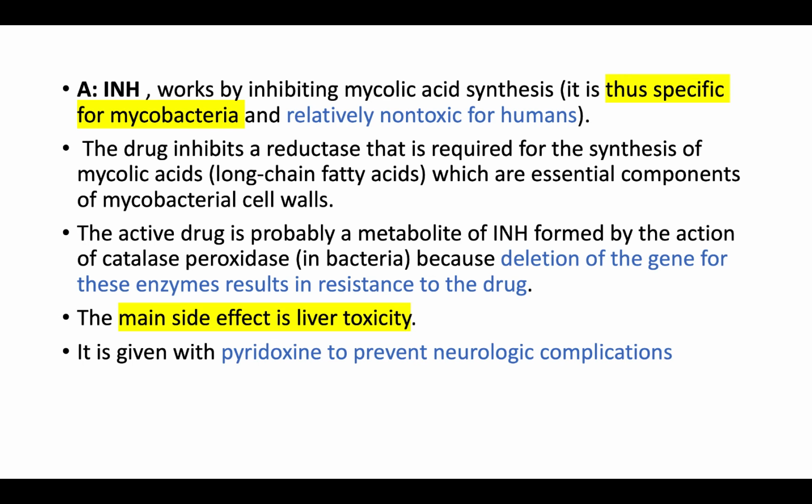So the active drug is probably the metabolite of isoniazid, which we do not really fully know because deletion of the gene for these enzymes results in resistance to the drug. So you need this gene to produce this protein that causes the death of these bacteria. The main side effect of this is liver toxicity.